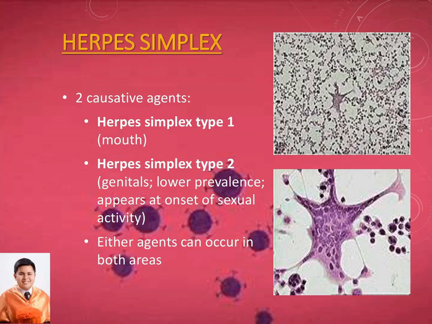Just an additional information for the group, we also have another condition termed as herpes simplex. This condition can be classified into two categories. We have the herpes simplex type 1 and type 2. Type 1 is also known as the mouth or oral herpes and is caused by the herpes simplex virus type 1. On the other hand, type 2 is also known as the genital herpes and is caused by the herpes simplex virus type 2.